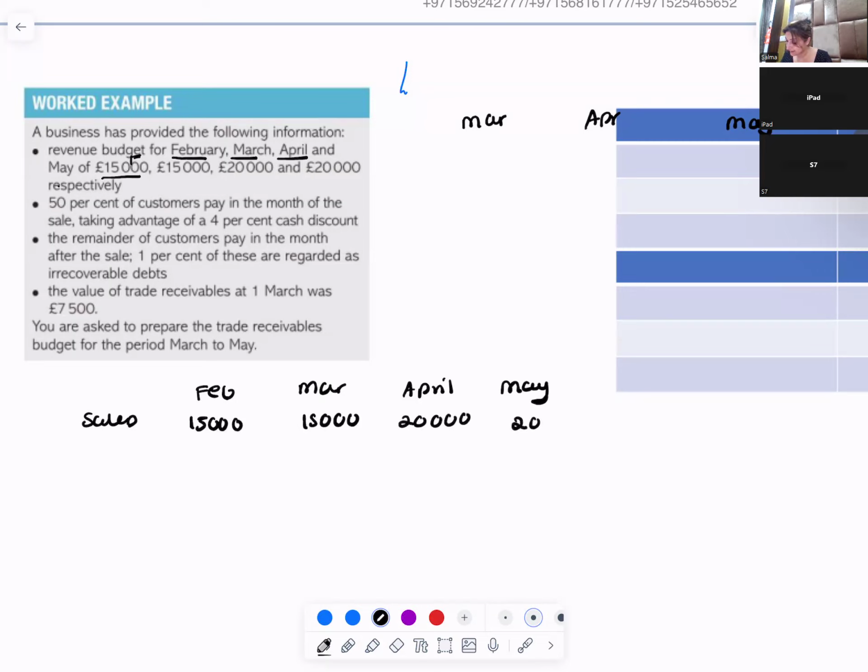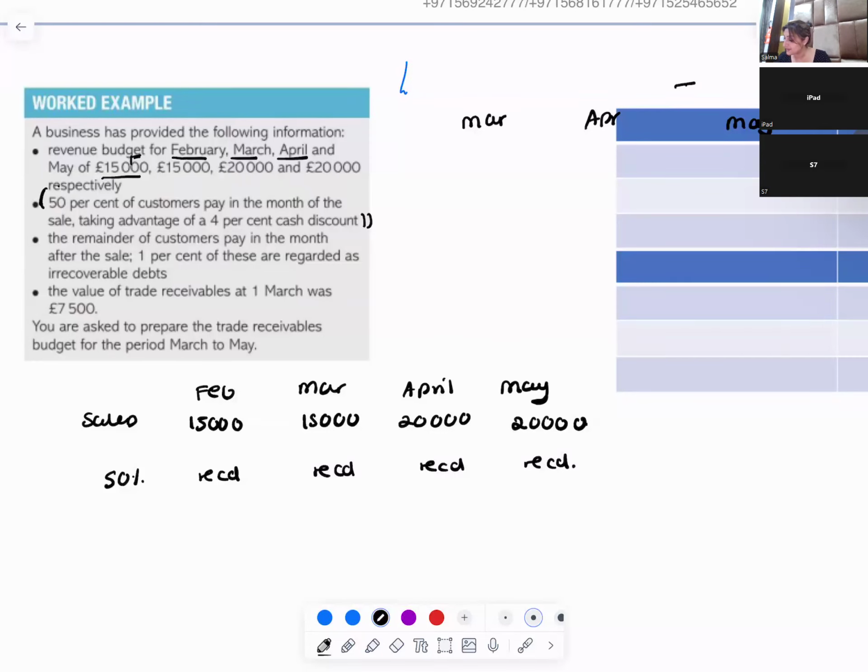Okay. Then, for the trade receivables, first we start off with the balance brought down, which for March is 7,500. Can you read the terms and explain what they are telling? 50% of customers pay in the month of the sale, taking advantage of a 4% cash discount. So Feb's revenue was 15,000, and 50% of that is 7,500.